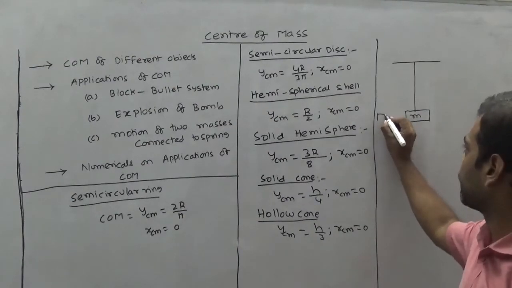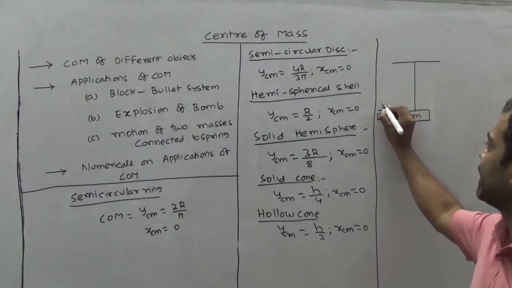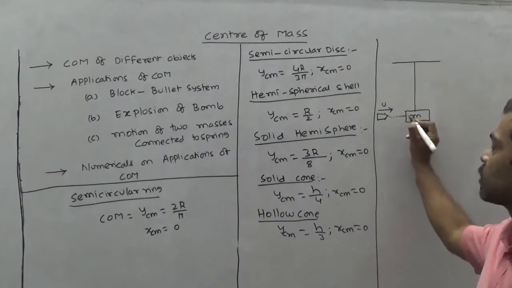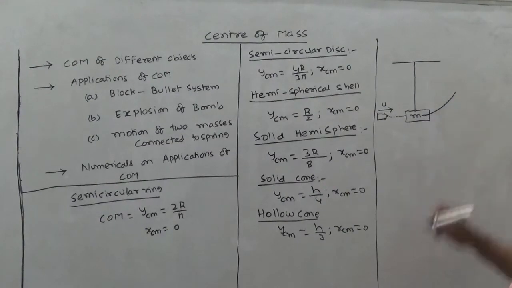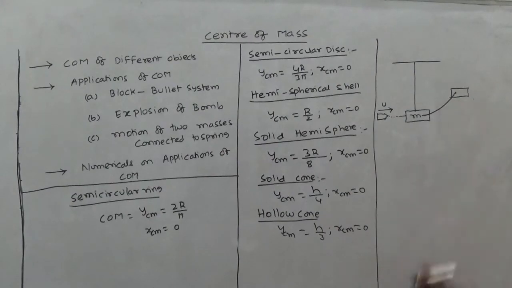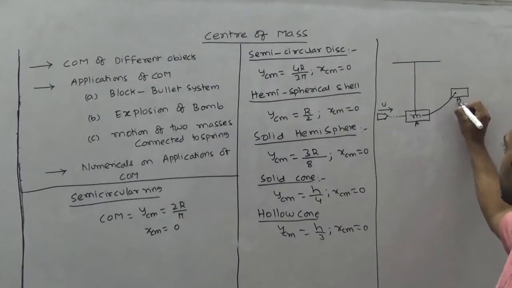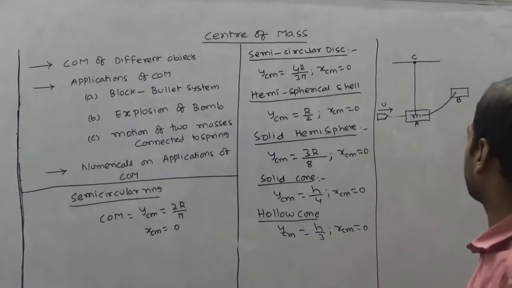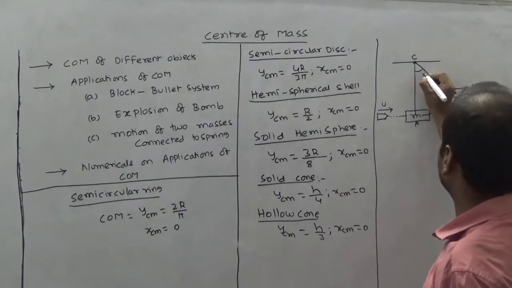Let us consider a bullet, which is moving initially with an initial velocity u, such that whenever it reaches the block, then what will happen? The block will oscillate and reach the extreme position. Suppose this position I am calling A, this position I am calling B, and here it is C. The point of suspension is C. That means this block has attained an angular displacement theta.